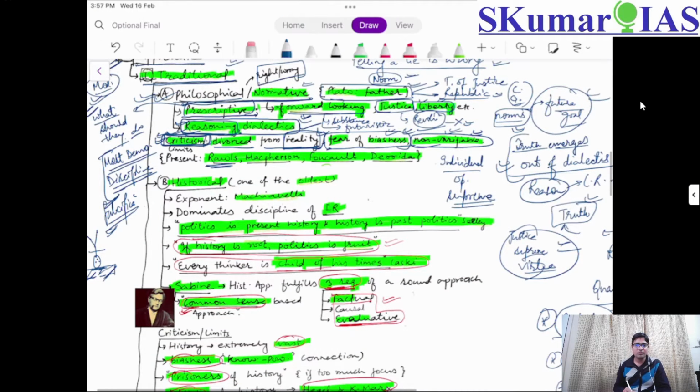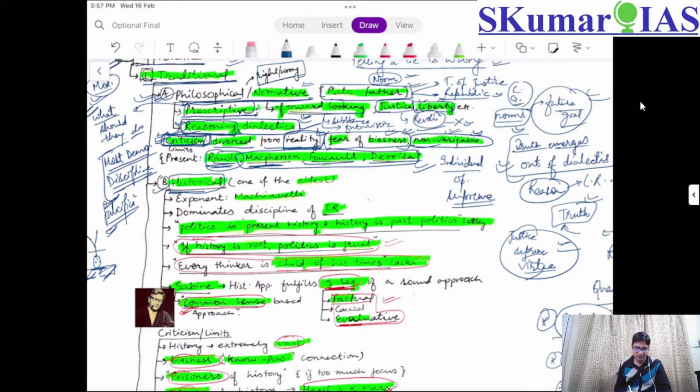For example, Rawls' theory of justice, Macpherson's theory of democracy, then Derrida, Foucault, they just do value analysis. We'll study them later on in detail. So now let's move to the second approach. In traditional, the first is philosophical, the second one is historical.